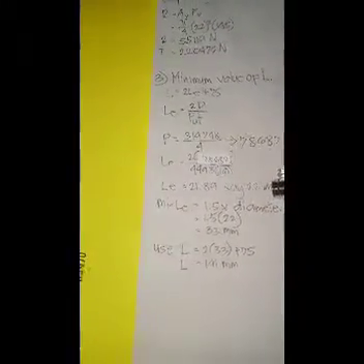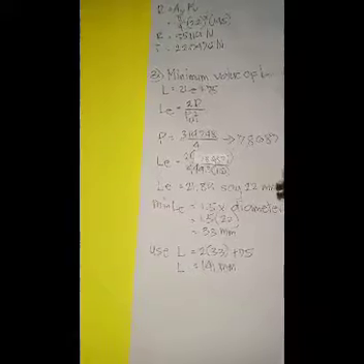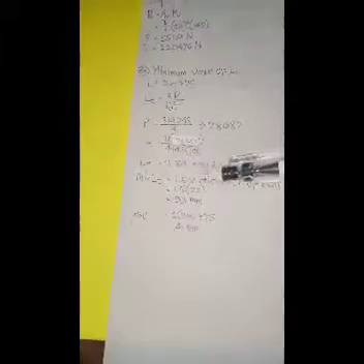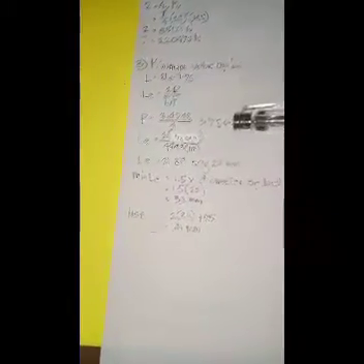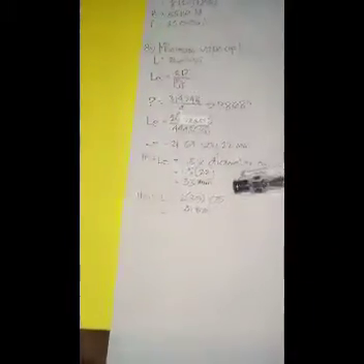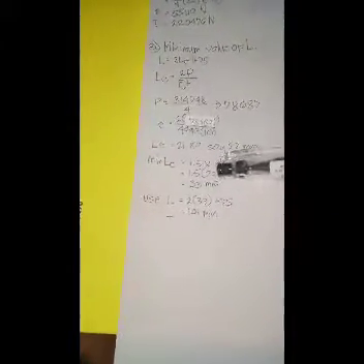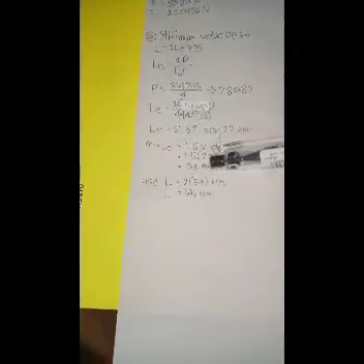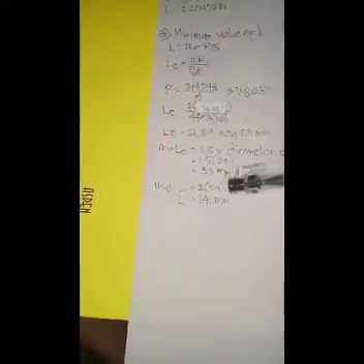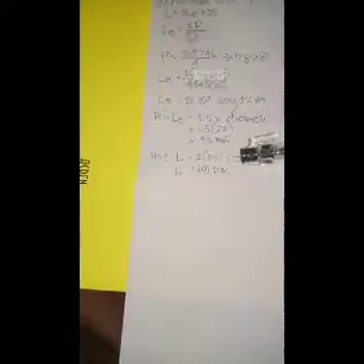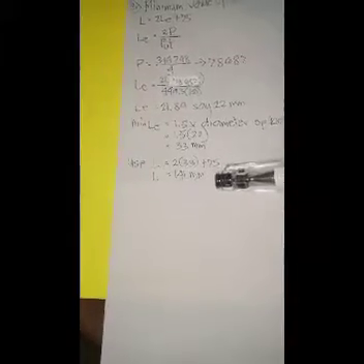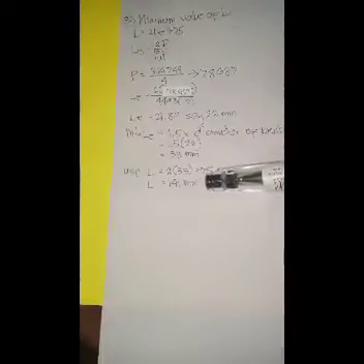So before we substitute this, we need the minimum sight distance, which is 1.5D or diameter of bolt. So the minimum sight distance is equal to 1.5 times 22. Then our answer is 33 mm. So that is our minimum sight distance. Then we substitute it here in L sub E.